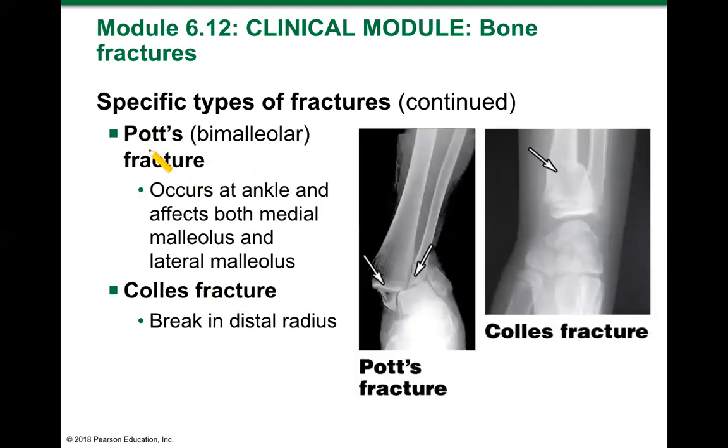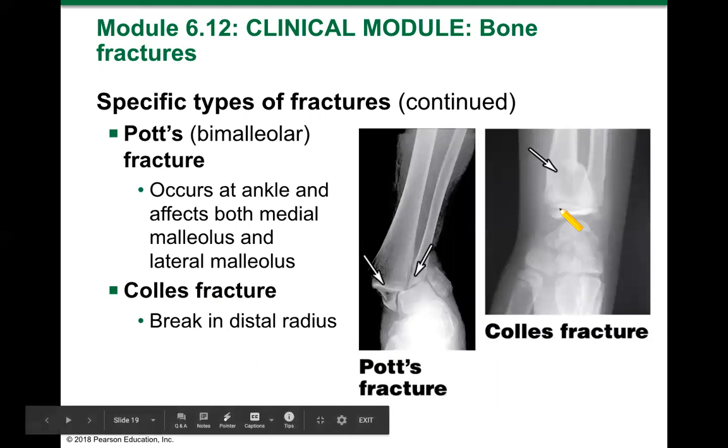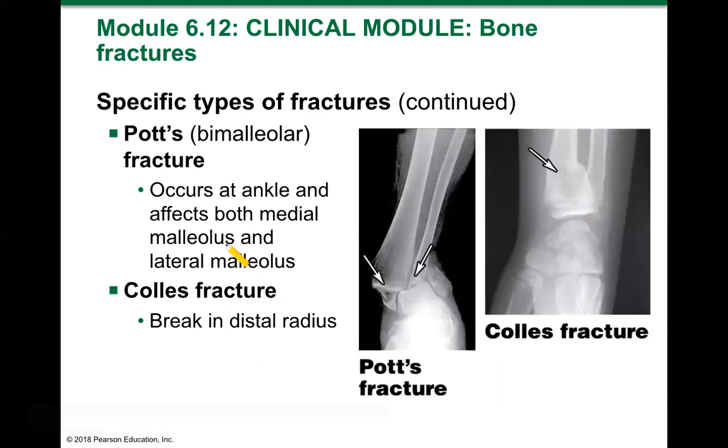Other types are Pott's fractures at the ankle. That's going to affect both the lateral and medial malleolus. The malleolus is the part that sticks out on the tibia and the fibula, and so it's going to affect both the lateral and medial sides. A Colles fracture is in the distal radius.